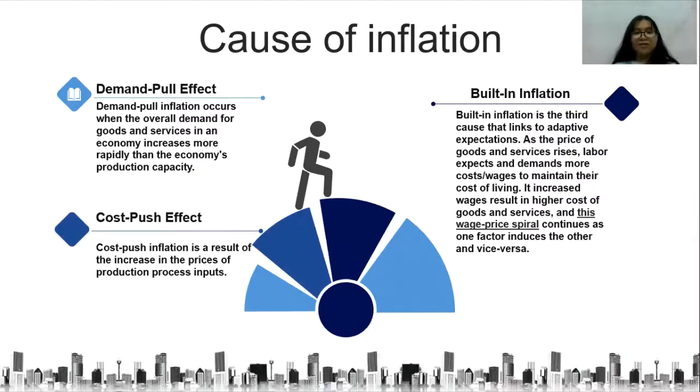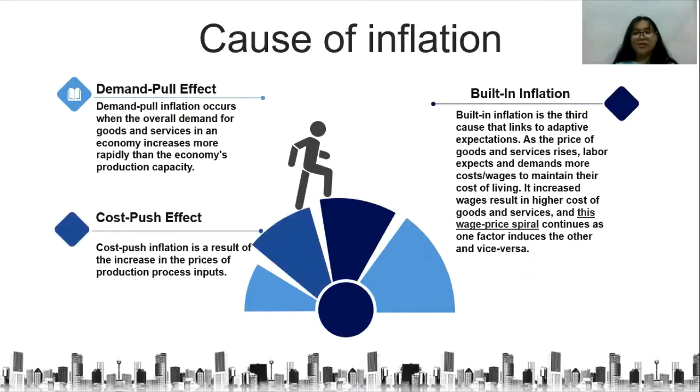So we have the costs of inflation. The first is demand pull effect. Demand pull inflation occurs when the overall demand for goods and services in an economy increases more rapidly than the economy's production capacity. Next is cost push effect. Cost push inflation is a result of the increase in the prices of production process inputs.